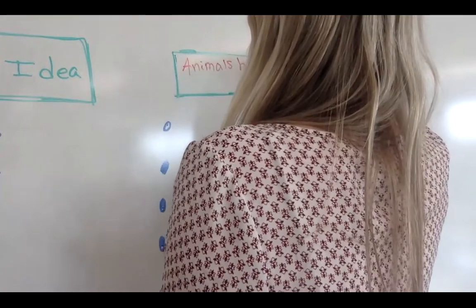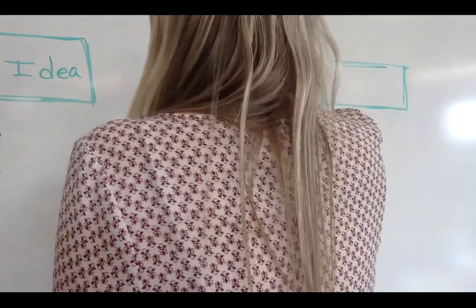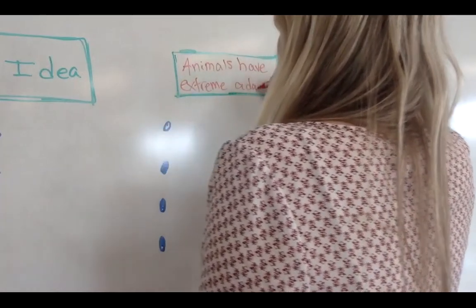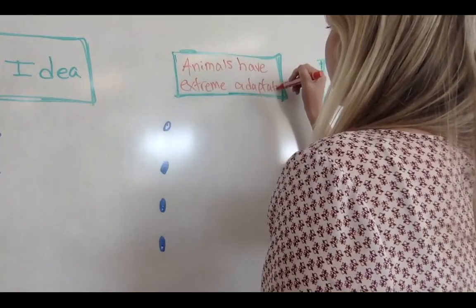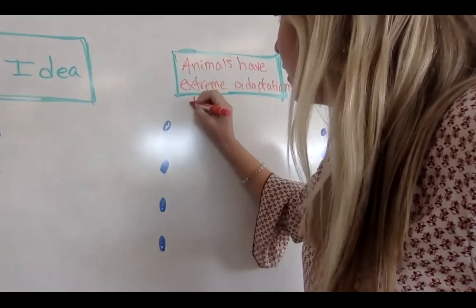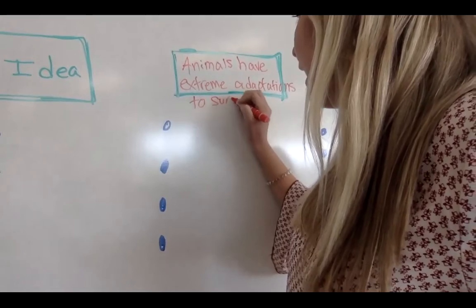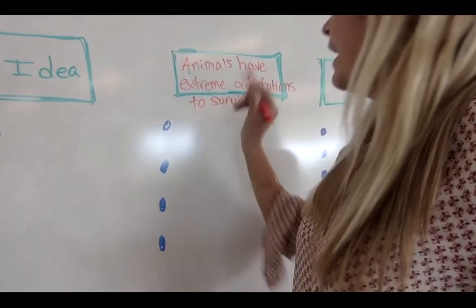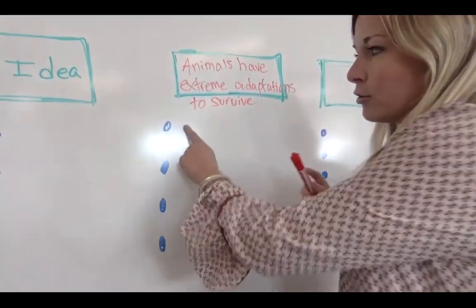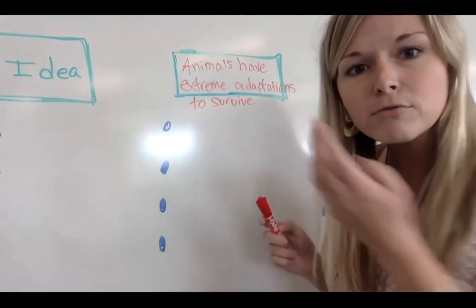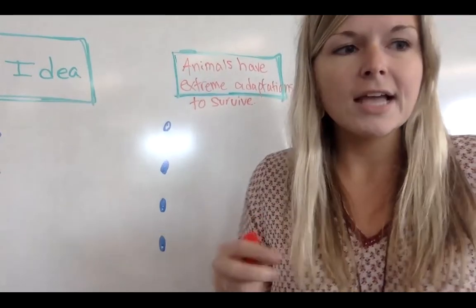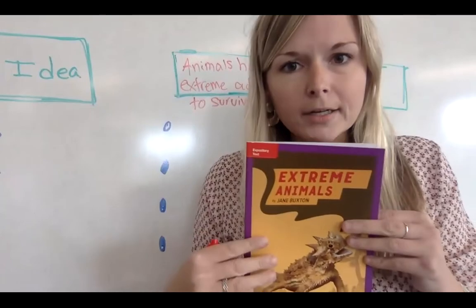Animals have extreme adaptations. Ran out of space, but that's okay. To survive. Animals have extreme adaptations to survive. And then underneath, I would put all of the reasons why I think that, all of the evidence, all of the details that I find throughout my whole book.